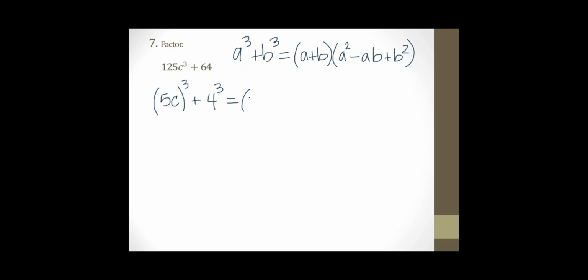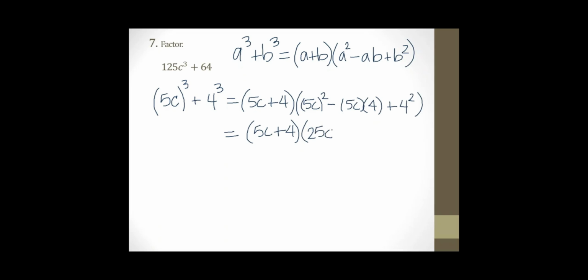So let's start factoring it out. So a plus b in this case would be 5c plus 4, then times a squared, which in this case would be 5c squared, minus a, which is 5c, times b, which is 4, plus b squared, which in this case would be 4 squared. Now let's clean this up. So we have 5c plus 4 times 25c squared, minus 5c times 4 would be negative 20c, and then 4 squared is 16. And so now we factored this sum of cubes. So we have sum and difference of cubes.